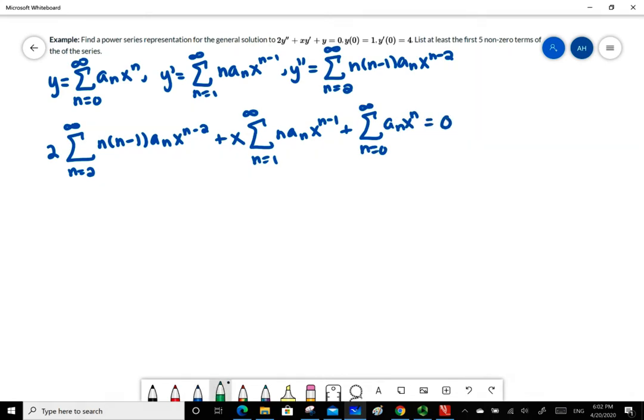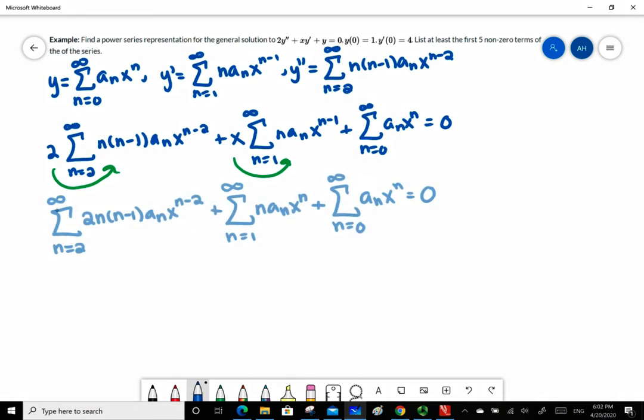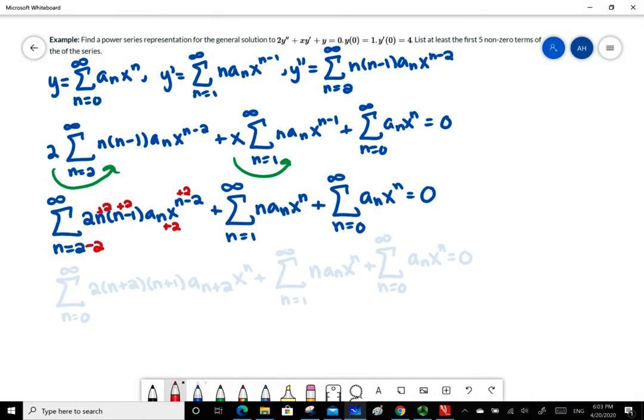We can move the factors of 2 and x into their respective series, which makes the exponent on x in the second series n. Then we can use index shifting on the first series to change the exponent from n minus 2 to n by adding 2 to every n inside the series and subtracting 2 from the starting n.